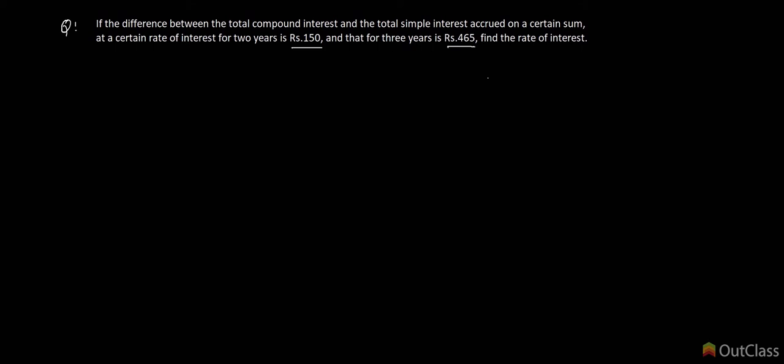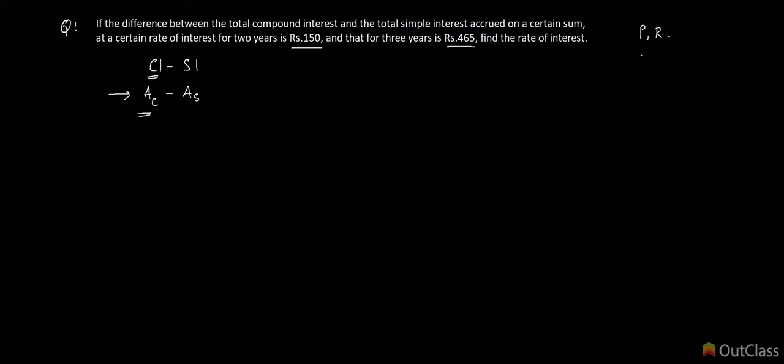Now we are going to assume two variables P and R, and we'll take it from there, write equations and solve. But before that, something that I already said, the difference between CI and SI is going to be the same as the difference between the amount under CI and the amount under SI, and we'll be working with this because we have a direct expression for the amount under CI, but we don't have a direct expression for CI itself. So we'll be taking these two numbers 150 and 465 and directly equating them to the difference between the amount under CI and the amount under SI. So let's see what happens.